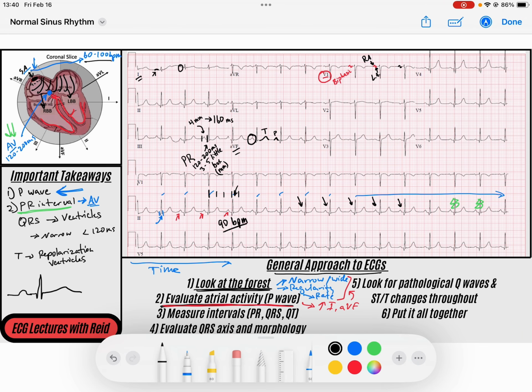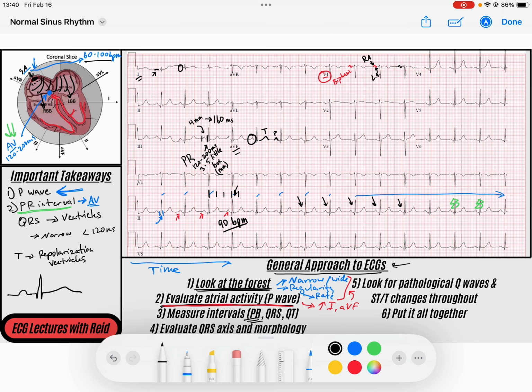You need to make sure that the interval is the same, because the AV node should be behaving in the same fashion every single time. So that's why in my general approach, I have my next step as measuring my PR interval. What I'm really doing is thinking, what is the AV node doing? In a normal sinus rhythm with normal function, we would have a PR interval between 120 and 200 milliseconds, which is 3 to 5 little boxes.